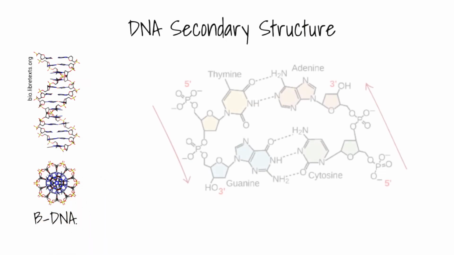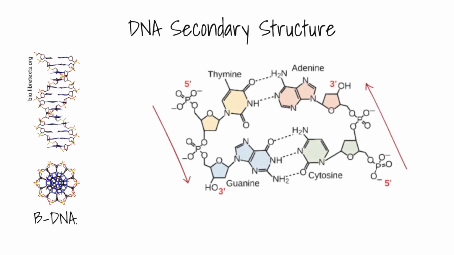B-DNA is shaped as a double helix, which means its two antiparallel strands are wound around a common axis. The structure is stable thanks to the hydrogen bonding between complementary bases. Guanines pair with cytosines via three hydrogen bonds, whereas adenines pair with thymines via two hydrogen bonds.